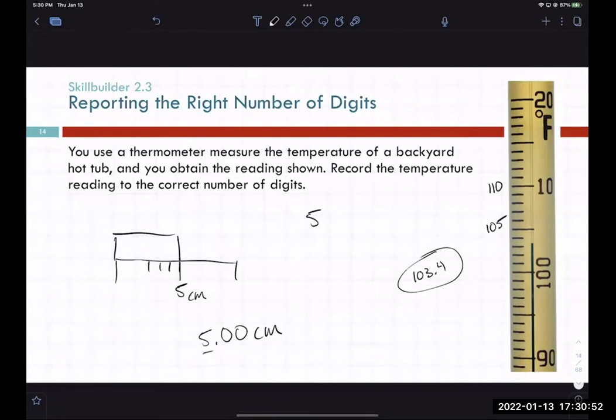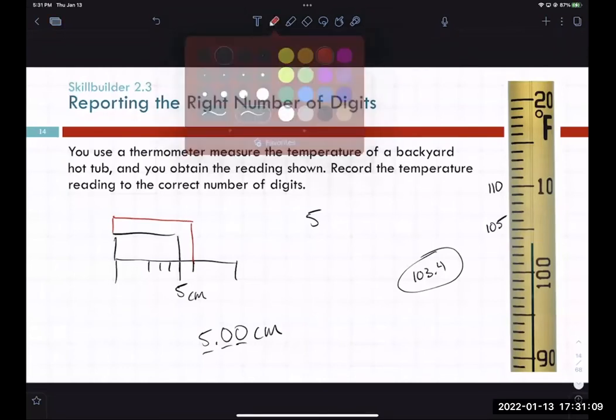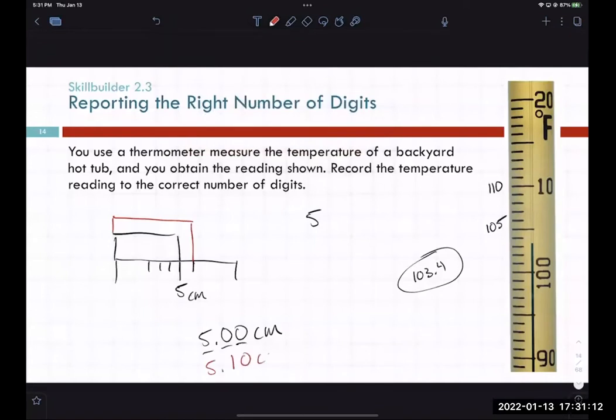But by including these two zeros with it, or let's say we had another box that we're measuring, and it comes out to exactly 5.1. Then we say this red box is 5.10 centimeters. So if you look at it and it's right on the line and you estimate that as being 0, you need to include that 0 when you report that number, because now we know that that 0 was your estimated number and everything else was precise.